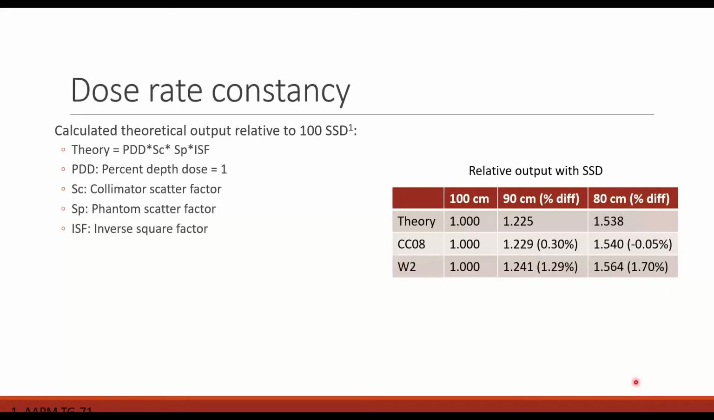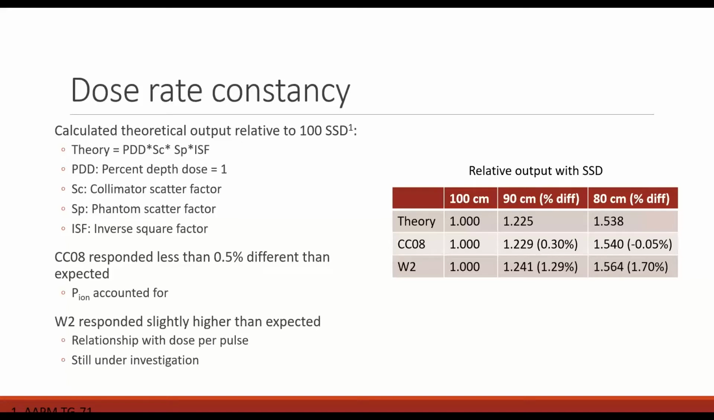The CC08 responded less than 0.5% higher than expected for both SSDs, and had no correlation with SSD because we have already accounted for the effects of recombination that we would expect. The W2 responded slightly higher than expected, and there was some relationship with dose per pulse. The reasoning behind this is still under investigation, but it could be due to how the pulses are processed.